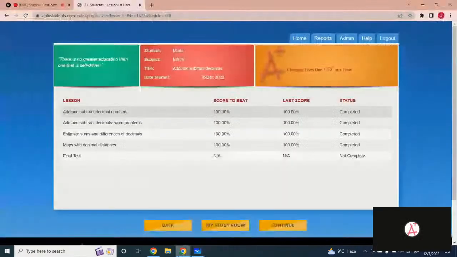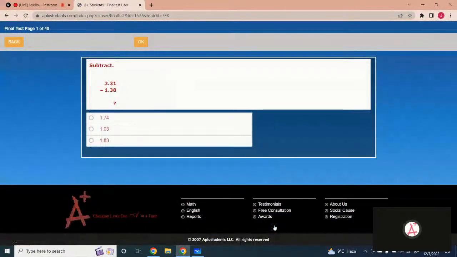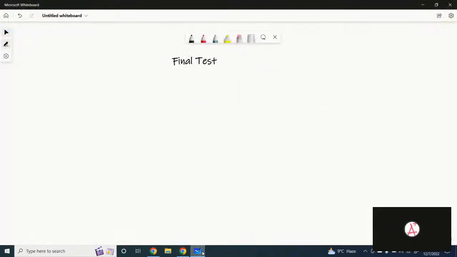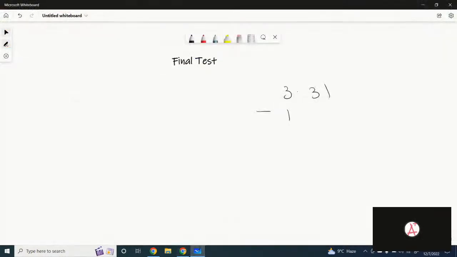Okay, here is the final test. Let's start with the final test of the topic. You have to subtract the numbers. 3.31 subtract 1.38. Got it?